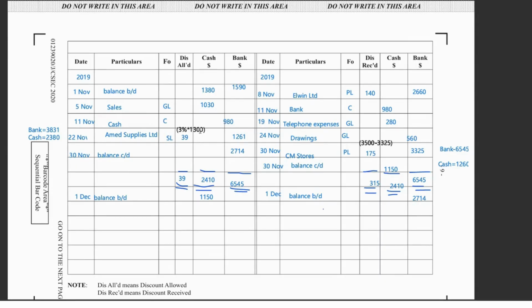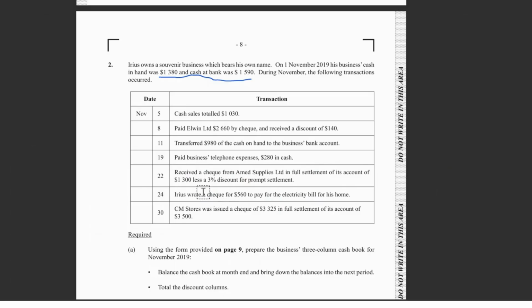And 1,300 multiplied by 3% would have given us the discount of $39. 1,300 minus 39 is equal to $1,261, which is the amount that would be on your check. All right, that would be the amount that would be on the check. We proceed to the next transaction.